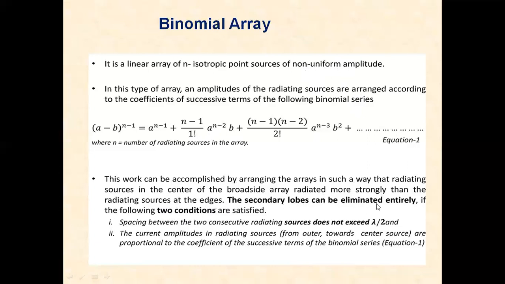The secondary lobes can be eliminated entirely if the following two conditions are satisfied. One is that the spacing between two consecutive radiating sources does not exceed lambda by 2. You have to provide a spacing less than lambda by 2. The other is that the current amplitudes in the radiating sources from the outer towards the center source are proportional to the coefficients of the successive terms of the binomial series. So we are arranging the elements in the form of the binomial series. When these two conditions are met, the secondary lobes are eliminated and we have only a single narrow lobe for some applications.